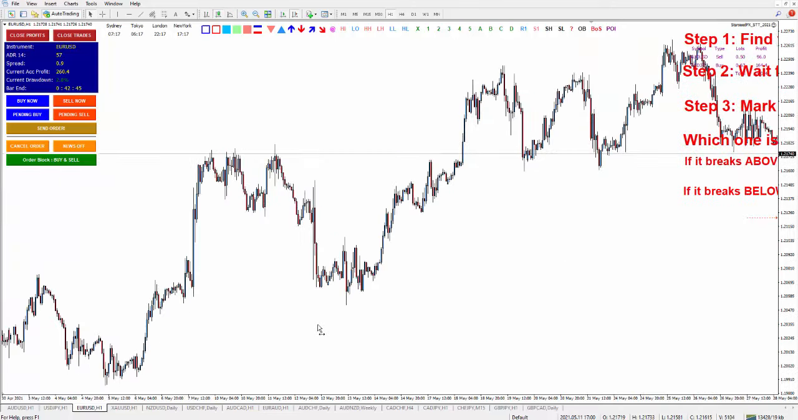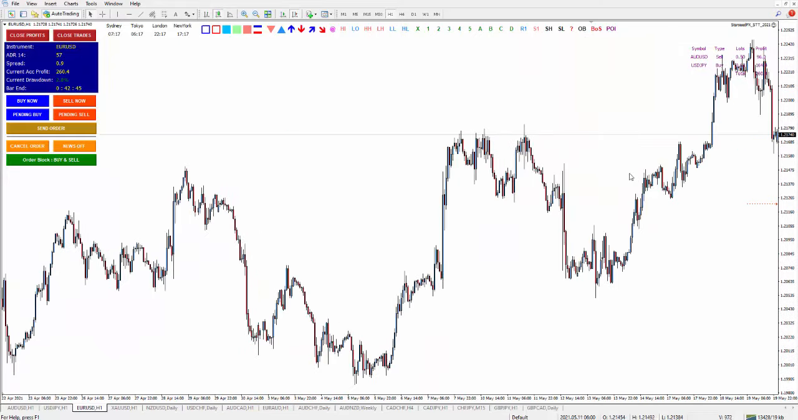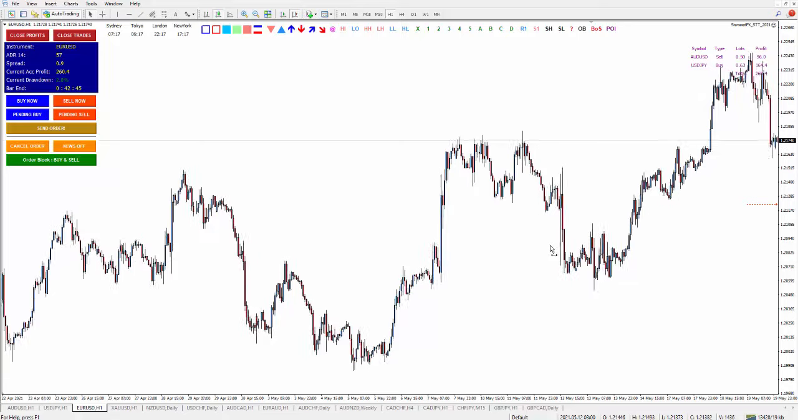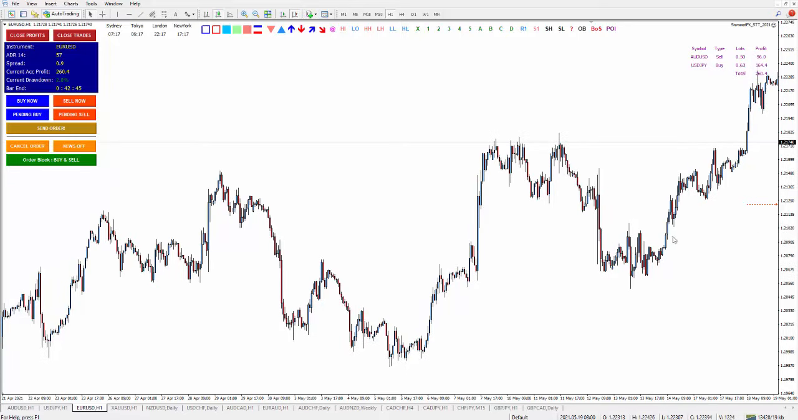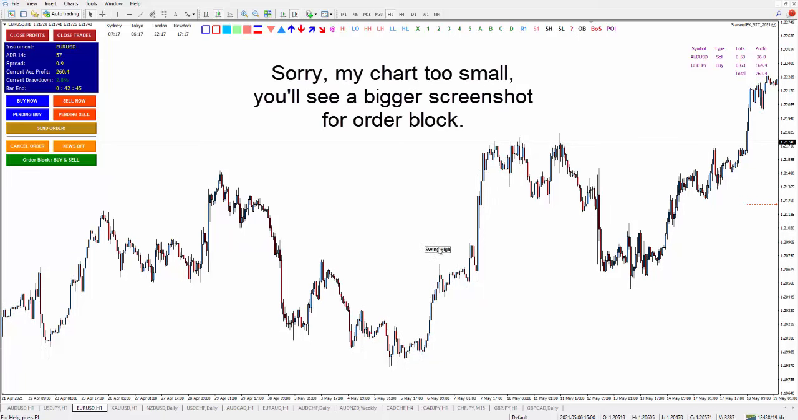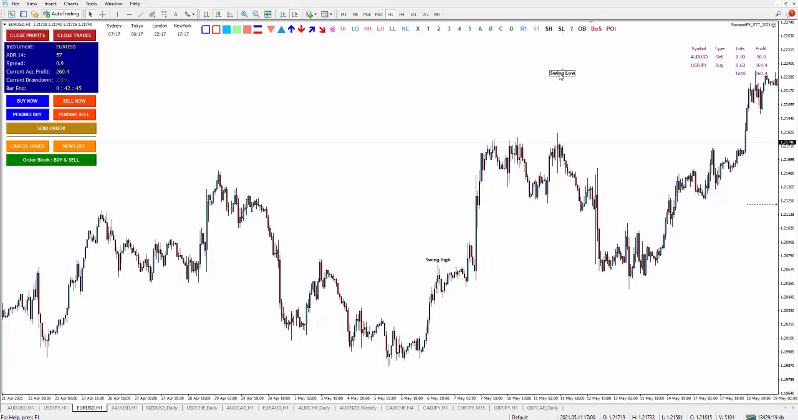Okay, let's find a nice order block. Let me see. Okay, I think I see it. Now, first, you decide your swing high and swing low. Okay, let's say this price does not exist yet. Okay, I'm cherry picking here just to give you an example of what an order block looks like. Okay, so here is your swing low.